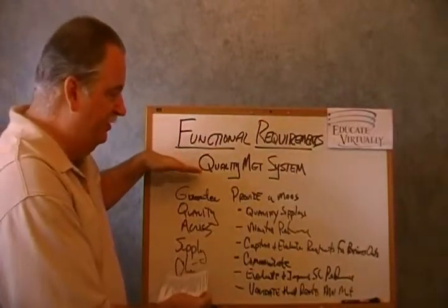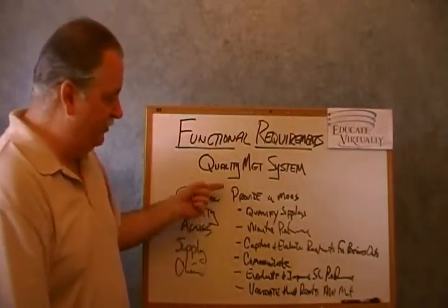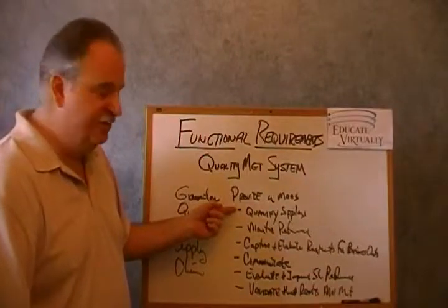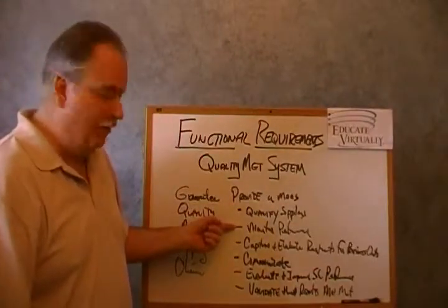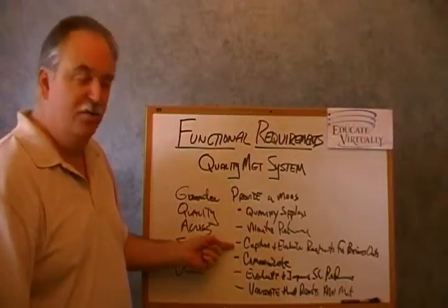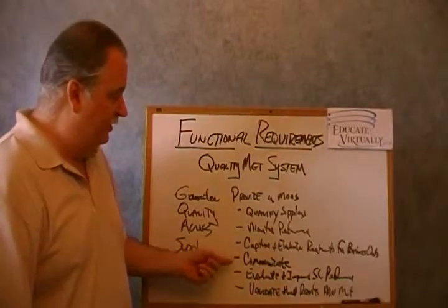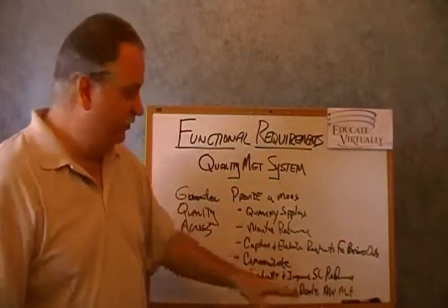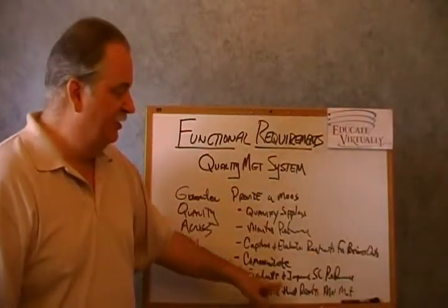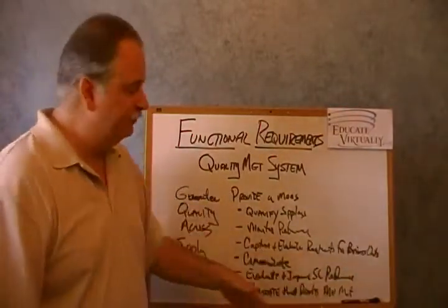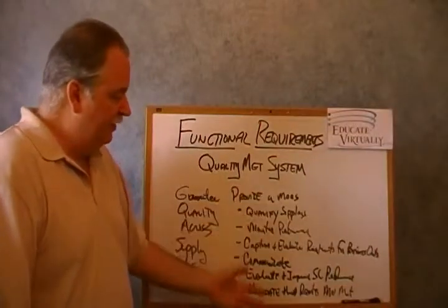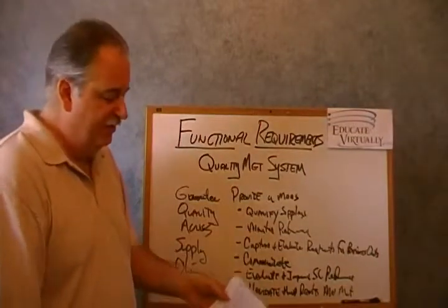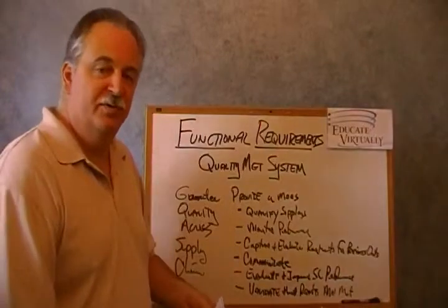Okay, how are we going to do that? Well, to do that, we have to be able to provide a means to qualify suppliers, monitor their performance, capture and evaluate requirements for the business units, communicate, evaluate and improve supply chain performance, and then validate that the requirements have been met. So all of these functions, and then there's some sub-functions below it, and you'll see that in the course material, the details.